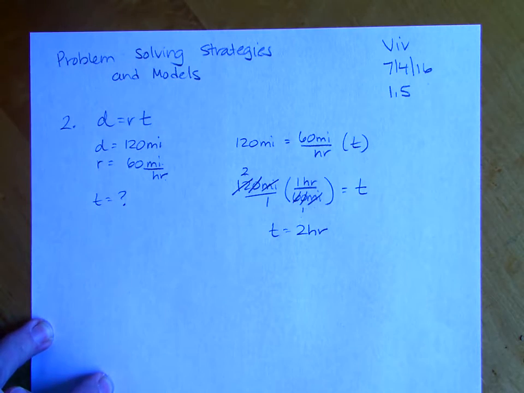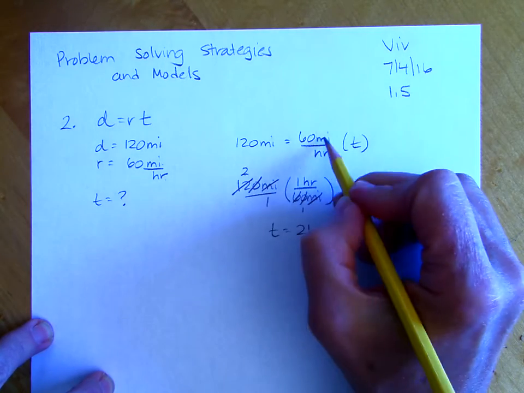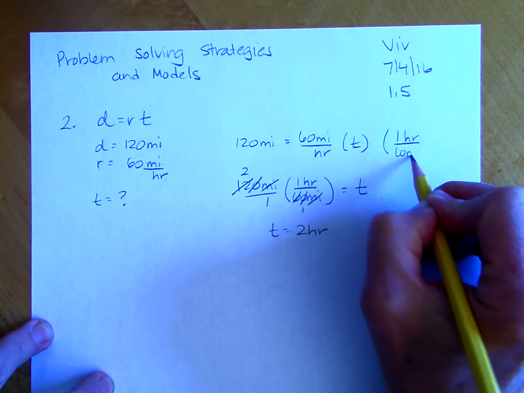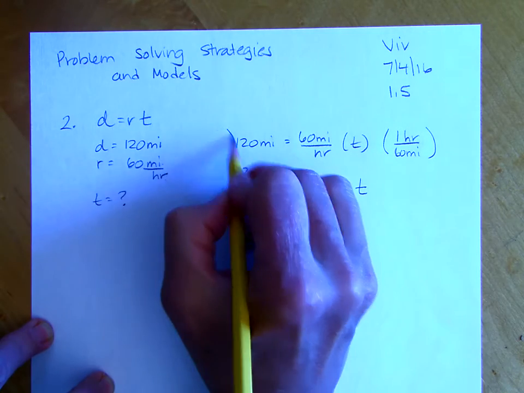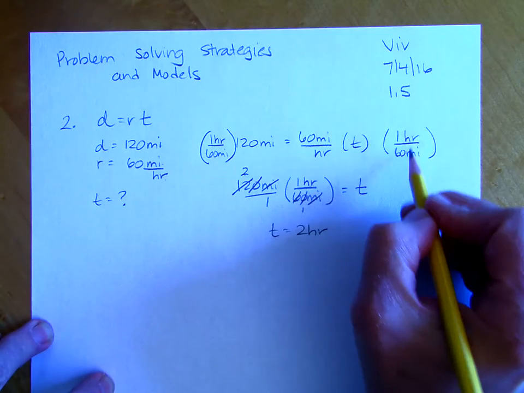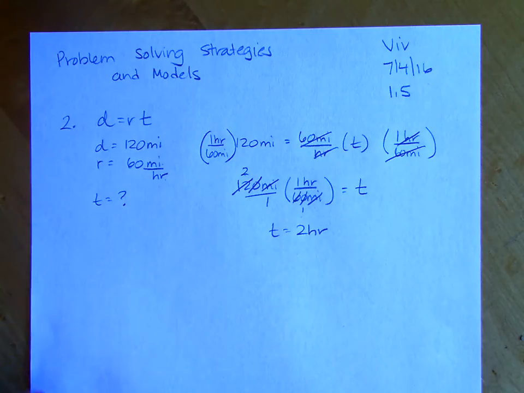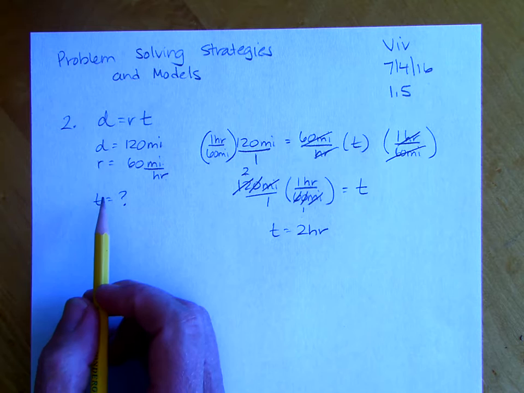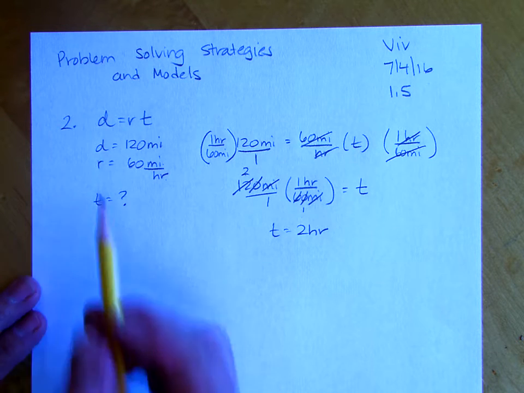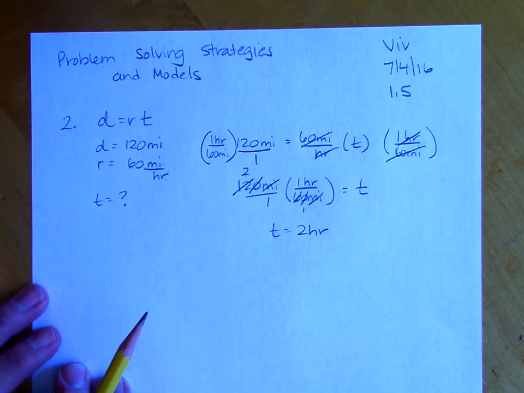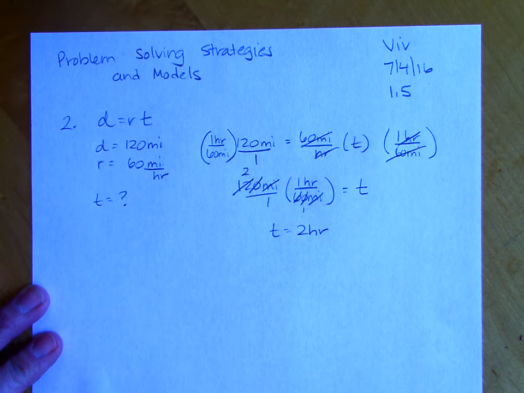T equals 2 hours. I'll go back. So what did I do here? Dividing by a fraction is like multiplying by the reciprocal. That's what I did here. 1 hour over 60 miles. I'm left with T on this side, and change everything to a fraction. And again, you might say, well, I can do that in my head. Sure, you could. But practice good problem-solving strategies, and unit analysis in particular will help you in other disciplines.